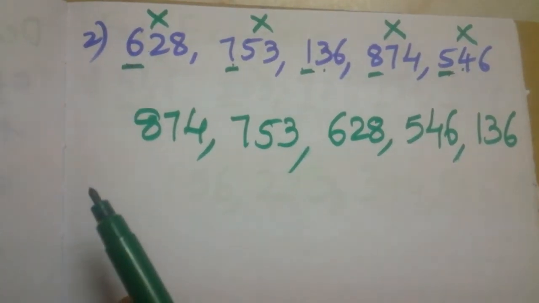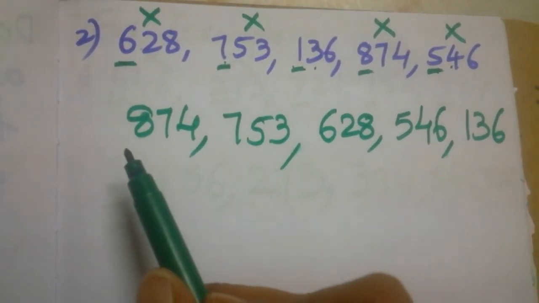So in decreasing order we arrange the numbers from the greatest to smallest.